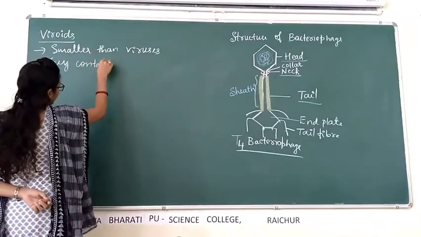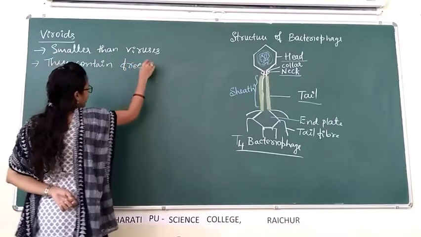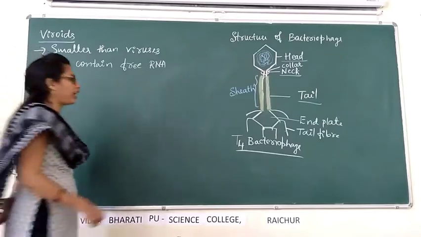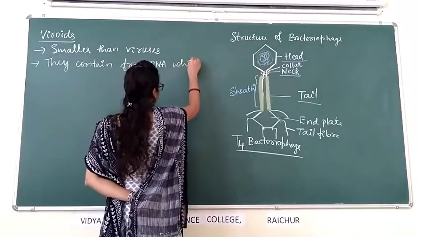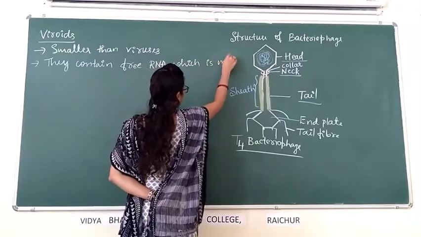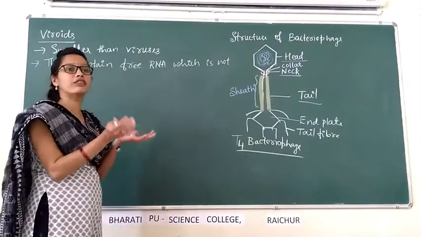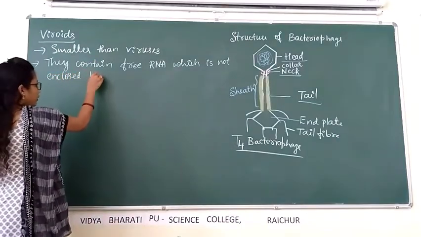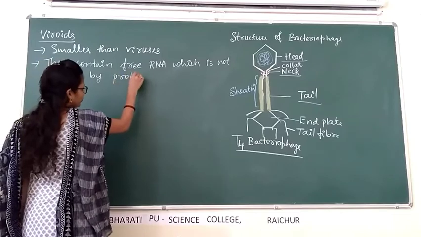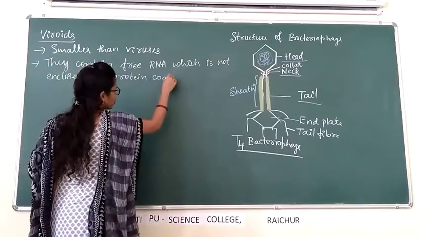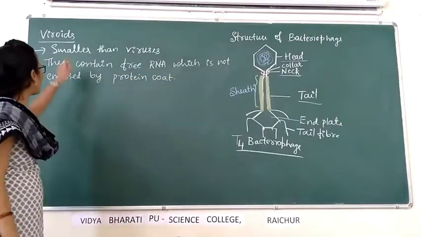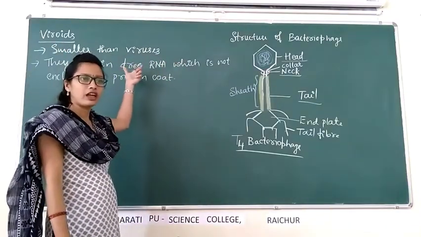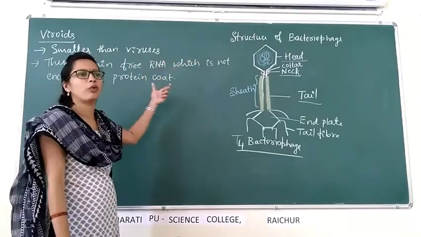Viroids contain free RNA, which is not enclosed or covered by a protein coat. What are viroids? Viroids are smaller than viruses, having free RNA without any protein coat.